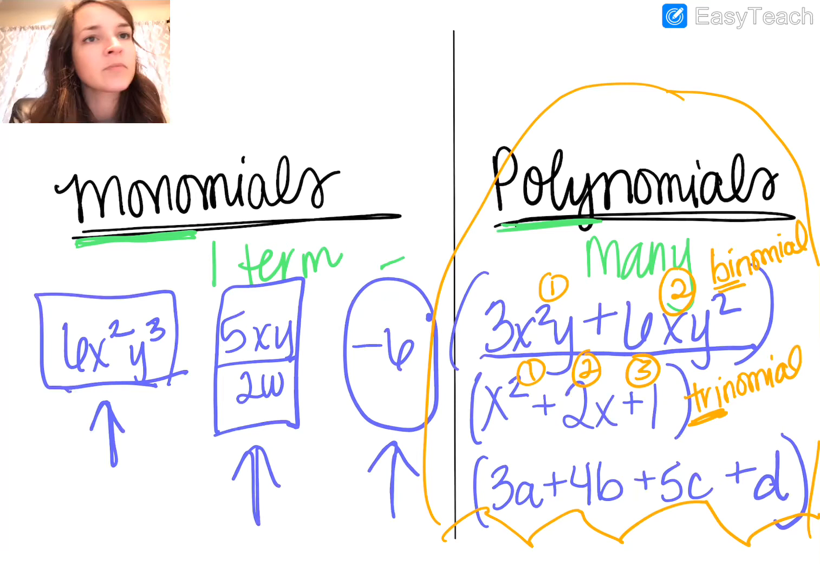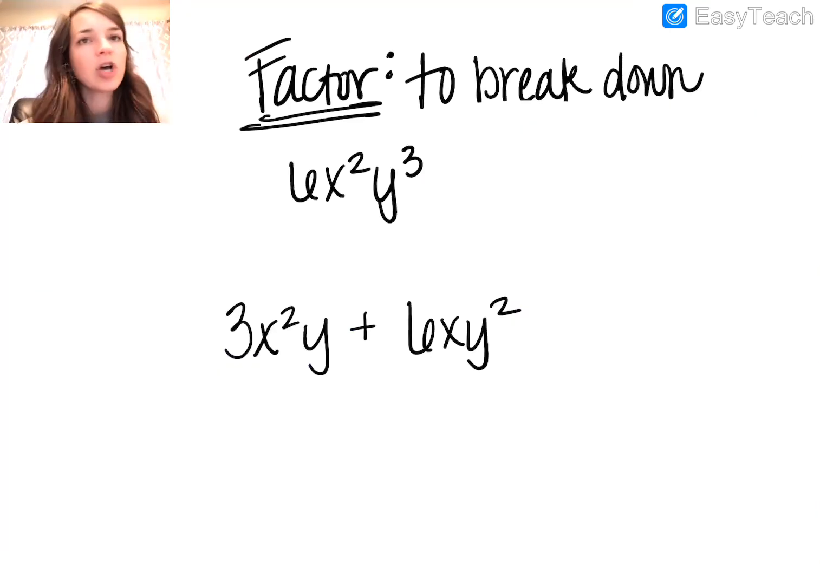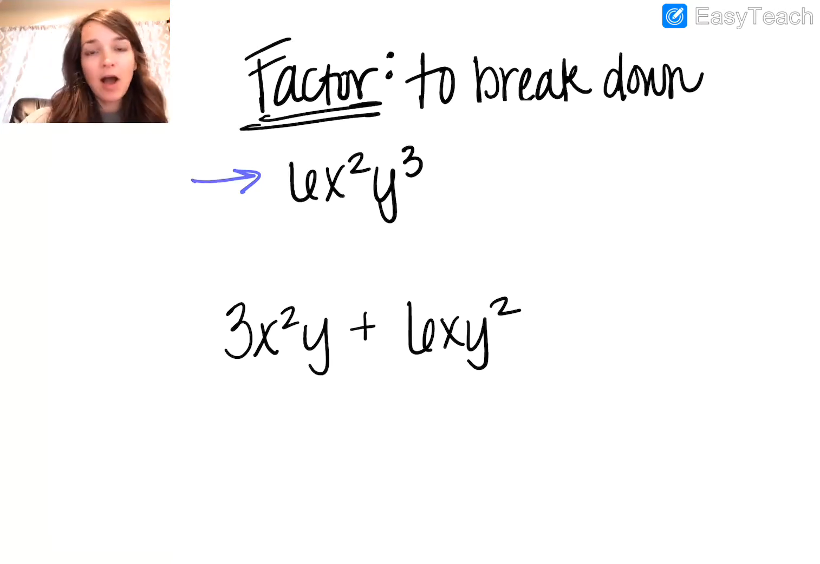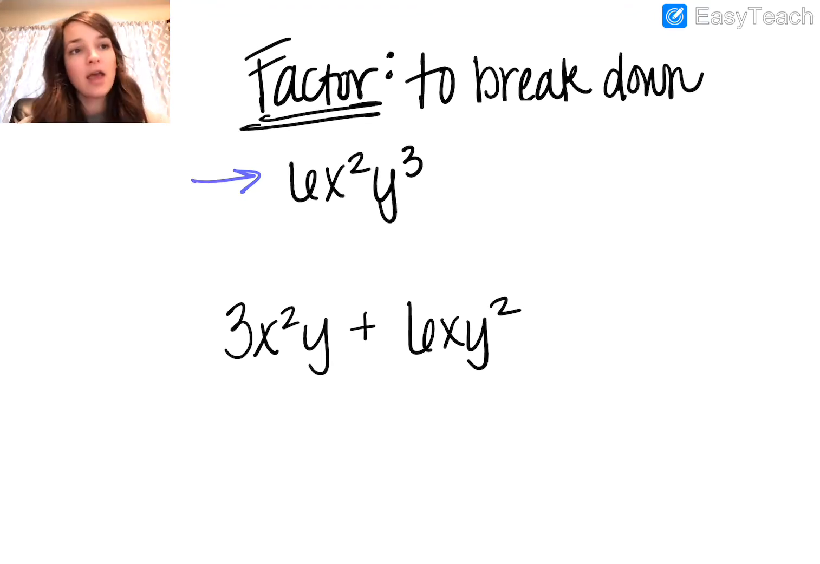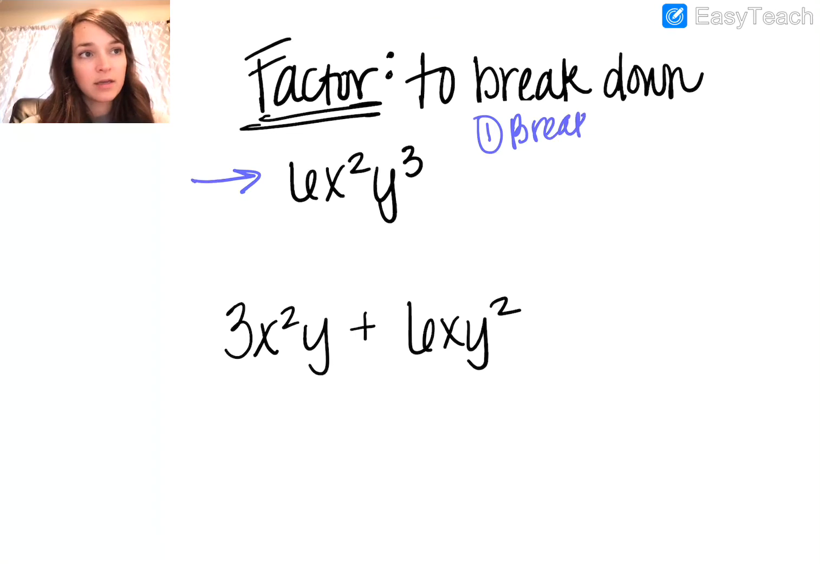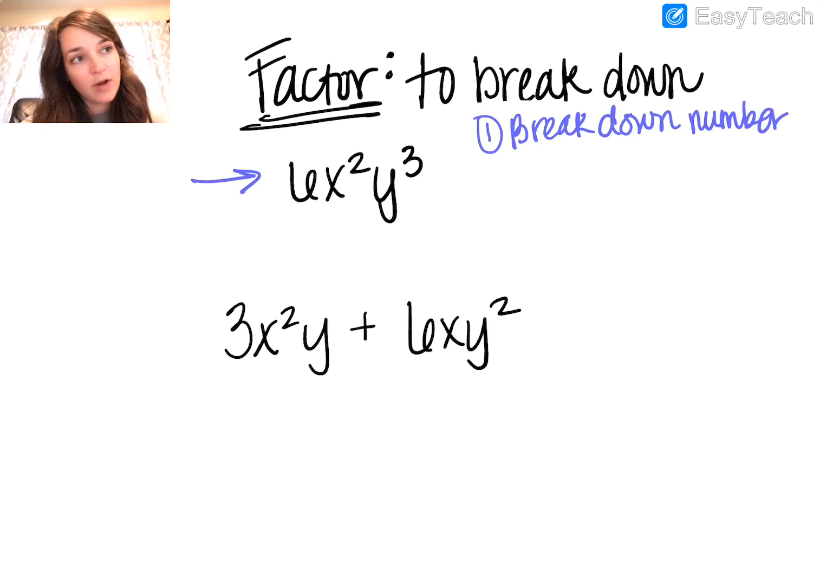Now we are going to look at what this factoring actually looks like. So if we've got a monomial that we're wanting to factor, then all we really need to do is think about breaking down the number and breaking down the variables, okay? So 2 things you want to break down, which factor means to break down. So we want to break down the number, and then we want to break down the variables.